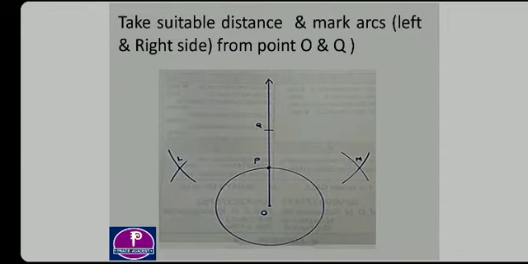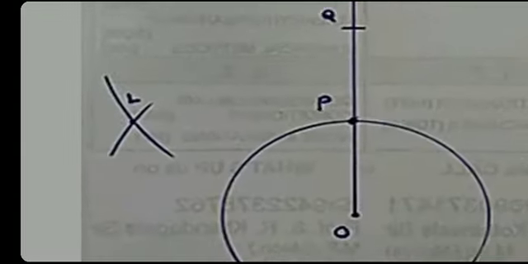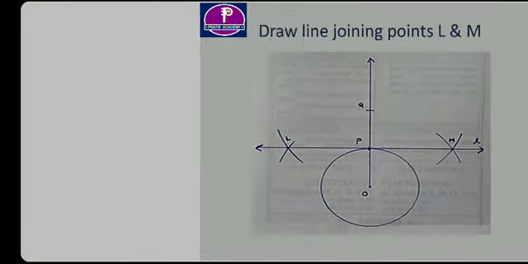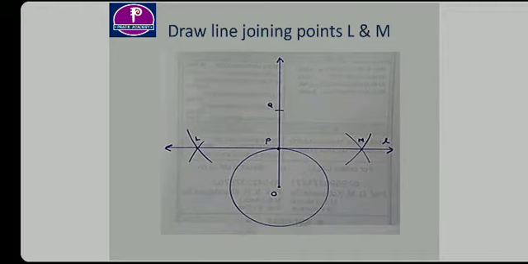Okay, the next step: take some suitable distance in the compass, and with center at point Q and center at point O, mark arcs on the right side and left side of this ray OP. Then these arcs are intersecting at point L and at point M. Now the next step is to draw a line passing through points L and M. This line L is tangent at point P.